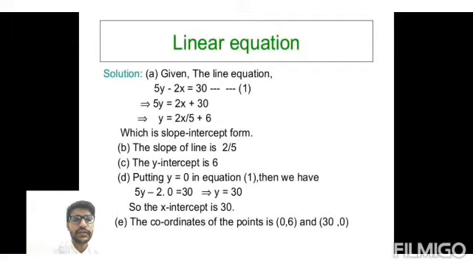Putting 0 in the equation, then we have 5y is equal to 2 times 0 plus 30, and y is equal to 6.